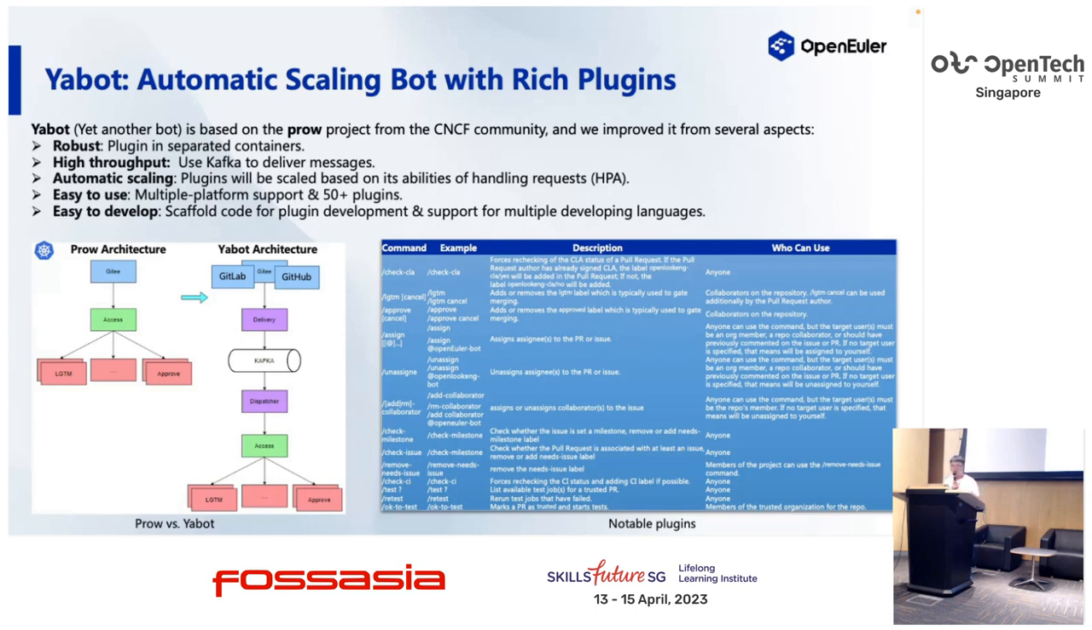The second improvement is high throughput. We use Kafka to receive the messages from the code platforms, as well as deliver the messages to the backend plugins based on the capabilities of the plugins. We have also developed SDKs for Python, Java, and Golang for our developers to develop their own plugins as soon as possible. With this change, a newcomer or new developer in our Infra SIG can have their own new plugin in half a day.